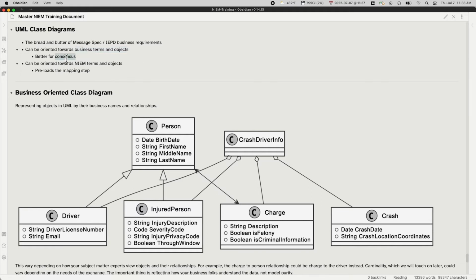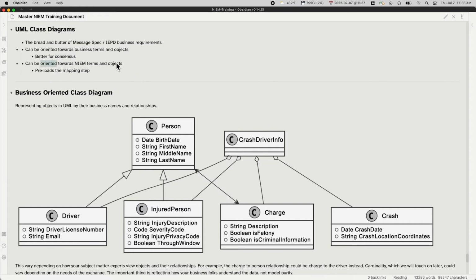I like this approach because it's better for gaining consensus, because the information is all there in the terminology and the representations and the relationships that the business people understand. So you can get them to sign off and say, yes, these are the parts of our exchange. This is what is important.